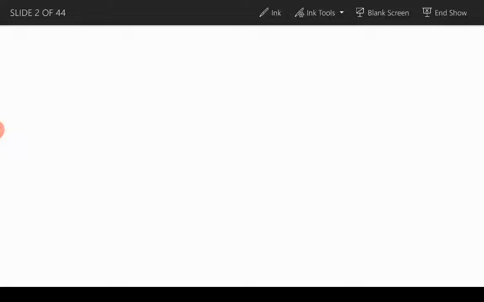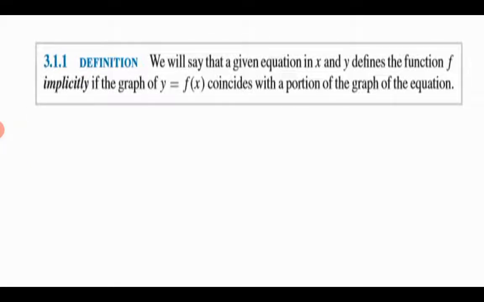Here we go. Now the first chapter is 3.1, which is implicit differentiation. So here first we will see what is an implicit function. An equation in the form y is equal to f of x is said to define y explicitly as a function of x because the variable y appears alone on one side of the equation and does not appear at all on the other side.